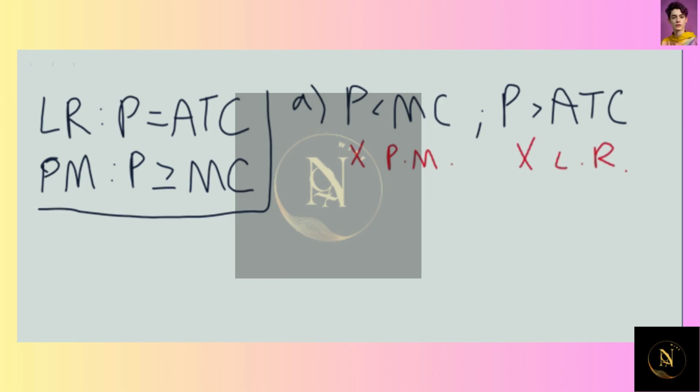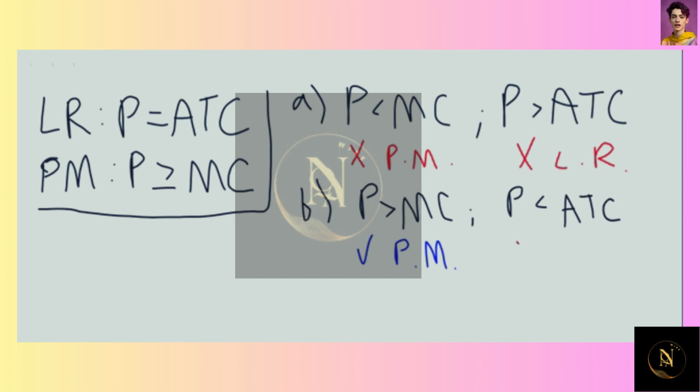So let's do that. Part B says our price is greater than marginal cost. Because it's greater than marginal cost, that means that we are profit maximizing. And in this case, price is less than our ATC, so we are not in the long run. What's going to happen is that because there's negative economic profit being made in the market, it's going to drive sellers out, which is going to drive that price up.